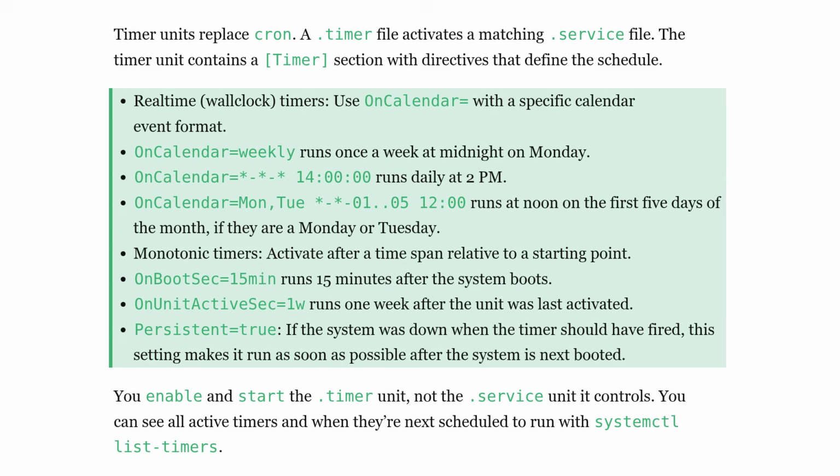Monotonic timers activate after a time span relative to a starting point. OnBootSec=15min runs 15 minutes after the system boots. OnUnitActiveSec=1w runs 1 week after the unit was last activated. Persistent=true: if the system was down when the timer should have fired, this setting makes it run as soon as possible after the system is next booted.